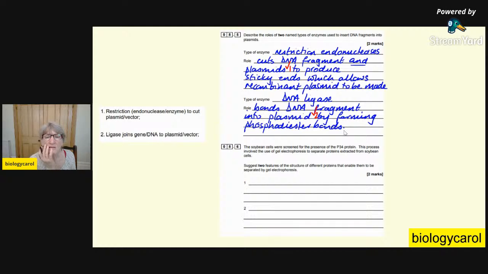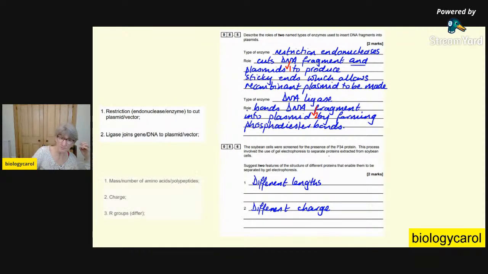Soybeans processed right, they were screened, involved gel electrophoresis to separate the proteins. Well, gel electrophoresis separates both proteins and DNA on the basis of two things: their length or their mass and their charge. So I put different lengths, different charge.